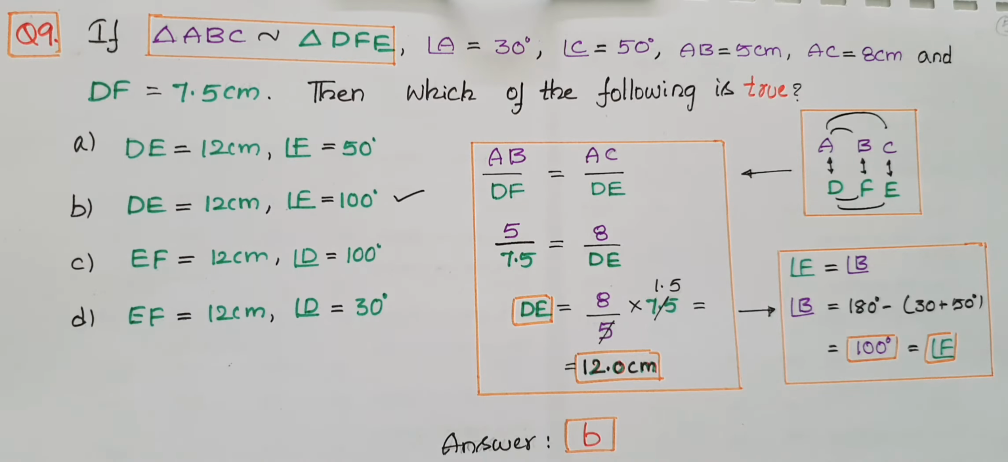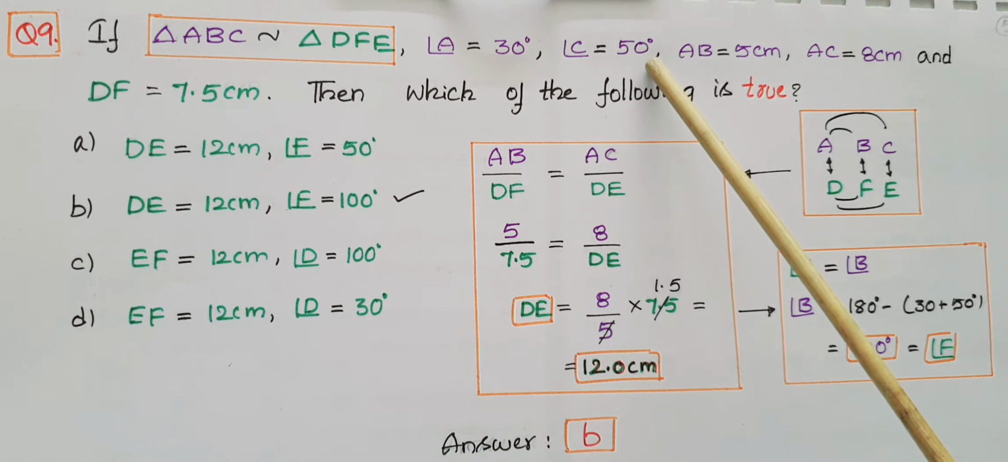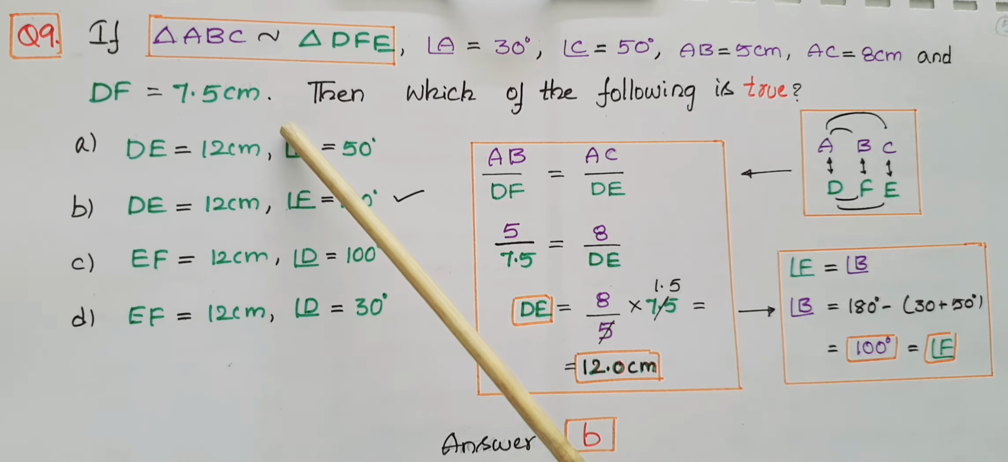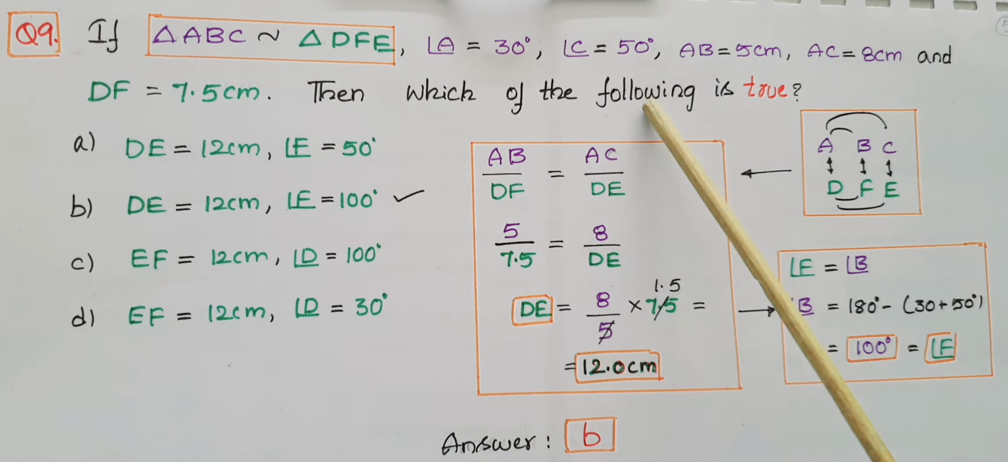This is ninth question. If triangle ABC is similar to triangle DFE, angle A is equal to 30 degrees, angle C is equal to 50 degrees, AB is equal to 5 centimeters, AC is equal to 8 centimeters, and DF is equal to 7.5 centimeters, then which of the following is true?